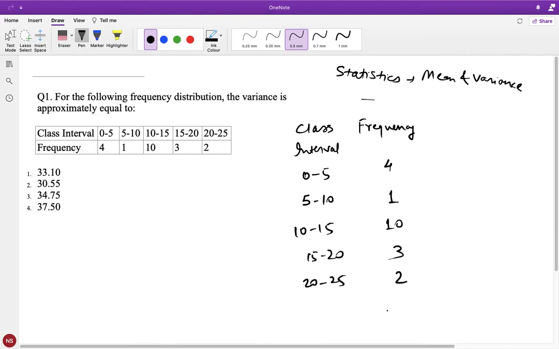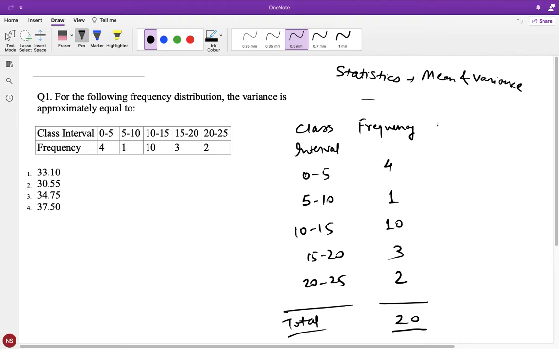So what is the total of the frequency? 5, 15, 18, 20. So this is like saying a class of 20 students, the teacher conducted an exam with a maximum marks of 25. Out of 20 students, 4 students scored marks between 0 to 5, 1 between 5 to 10, 10 between 10 to 15, 3 between 15 to 20, and 2 between 20 to 25. Okay, so now we are just being asked the variance for the score.